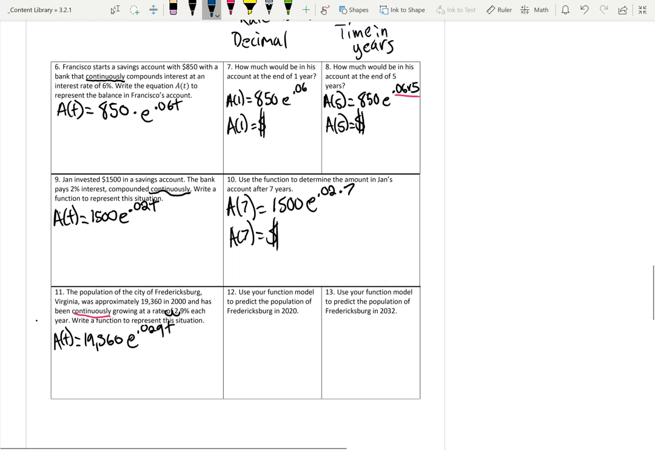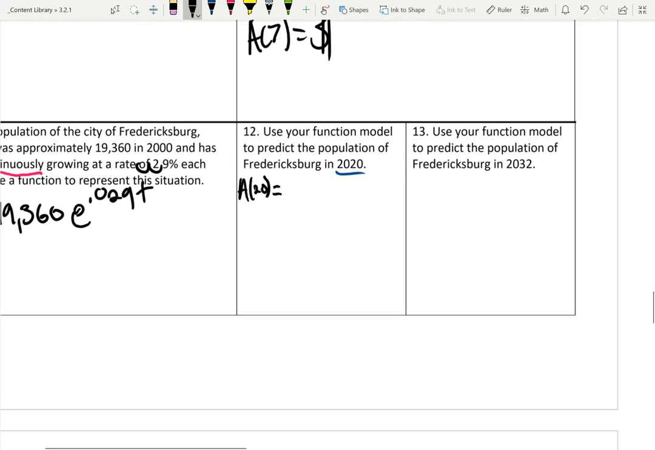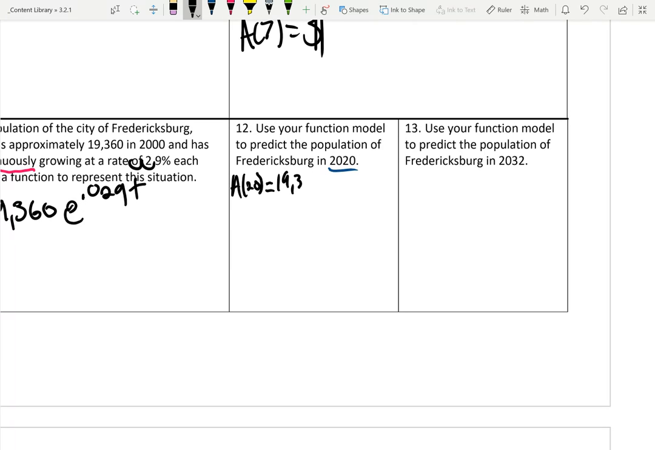Now, it wants me to figure out when it'll be in 2020. I have to be careful because sometimes it's asking us to figure it out from a different date. I know that this is going to be 20 years in the future. So, I'm going to use A of 20 equal to 19,360 e to the 0.029 times 20. A of 20 will give me my population.